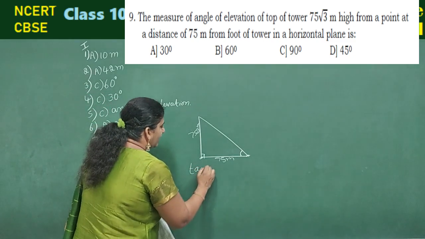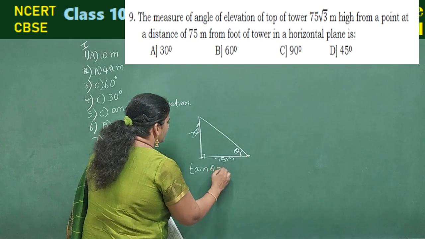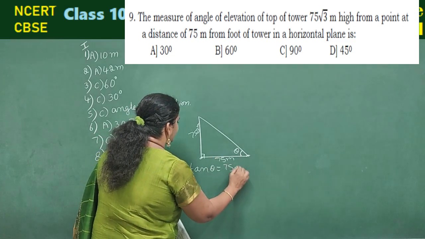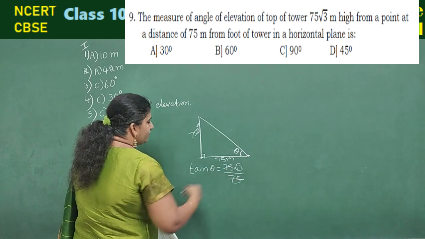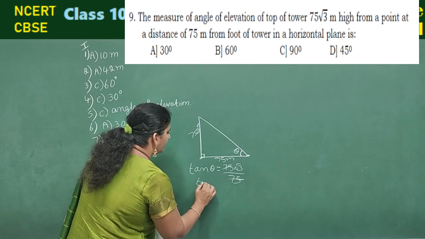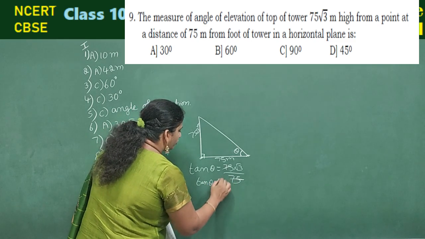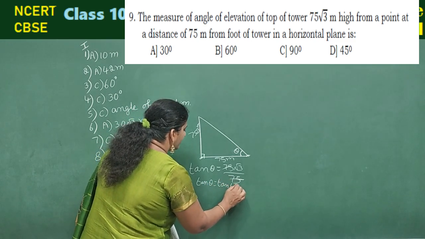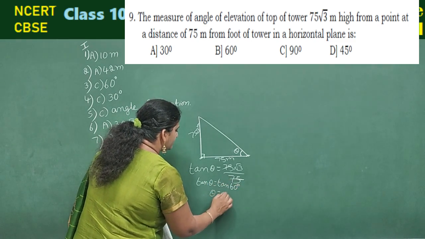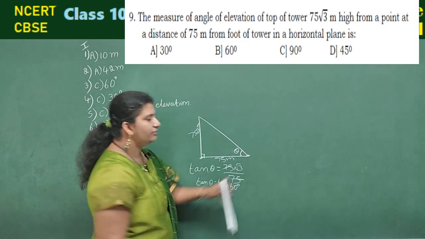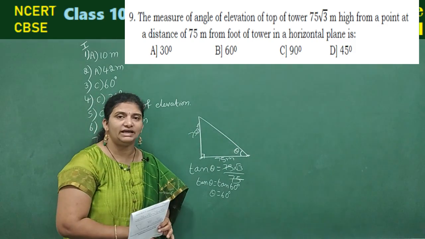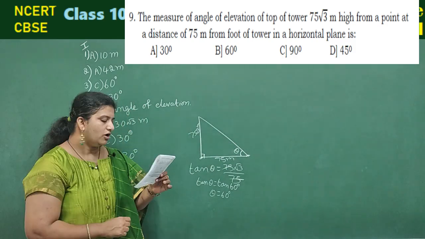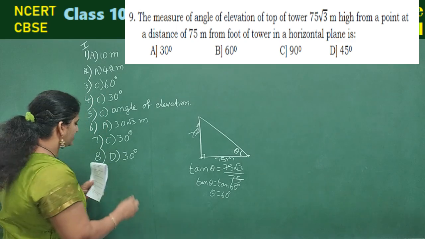Tan theta is equal to opposite 75 root 3 by adjacent 75. 75 cancels. Tan theta is equal to root 3. Root 3, where do you get? Tan 60 degree. That means the angle of elevation from the point towards the building is 60 degree. Option B, 60 degrees is your answer.